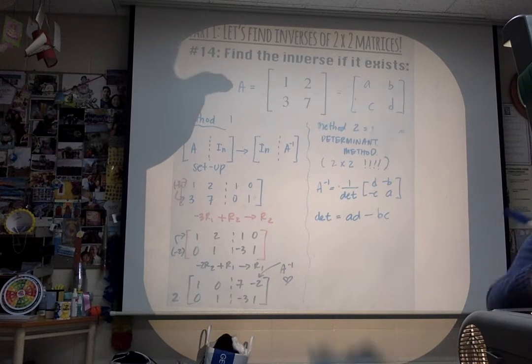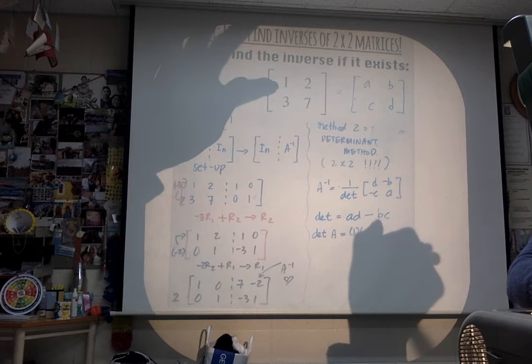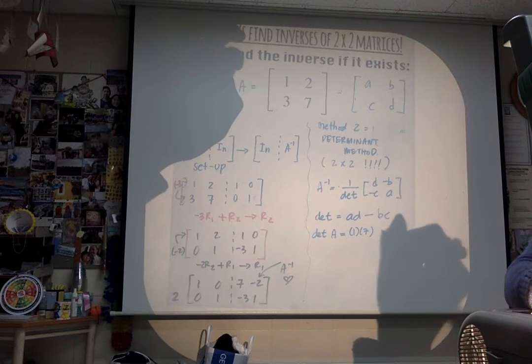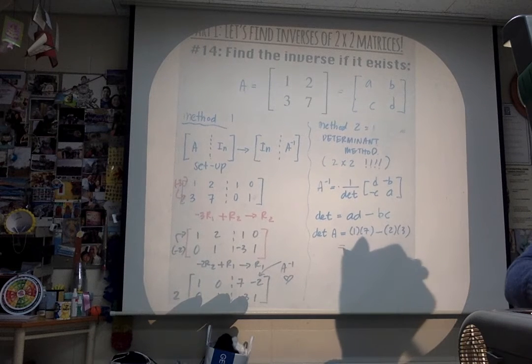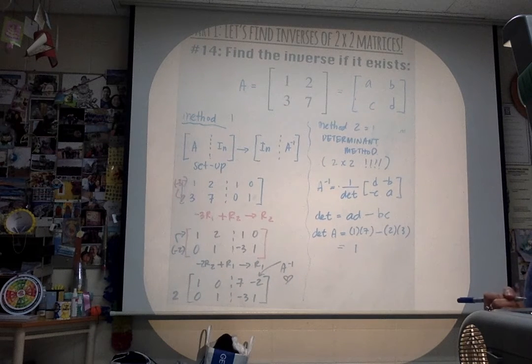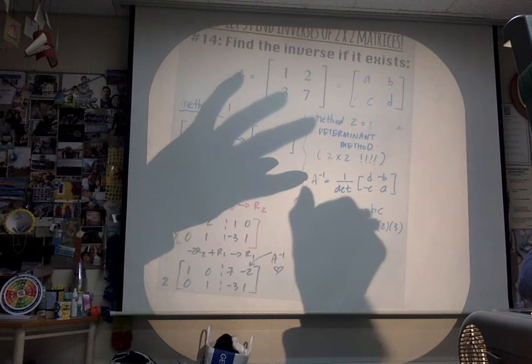So let's do it for our case. What's our determinant of A? It's 1 times 7, right? Minus 2 times 3. And we actually end up with 1. Okay? So let's do the inverse now. That's the first step, okay?